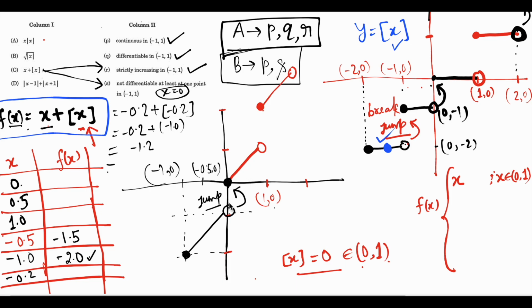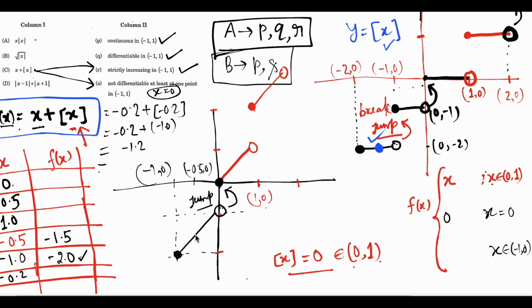Okay, so now we can define our function f of x finally, and it will be 0 at x equal to 0, and for x belongs to minus 1 to 0 it will be x minus 1, because the greatest integer function is providing a constant value minus 1 between minus 1 and 0.